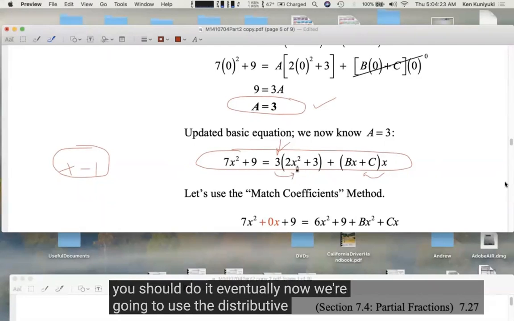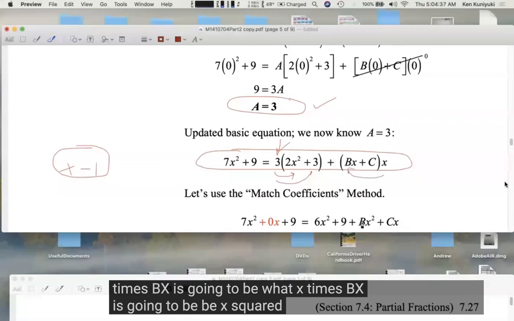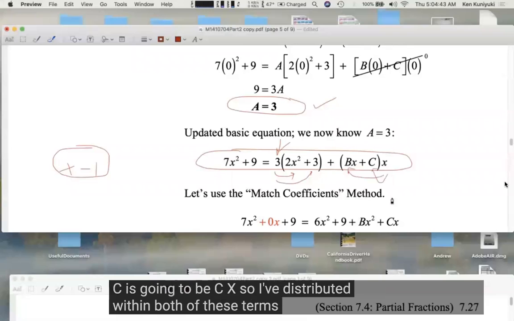Now we're going to use the distributive property. 3 times 2x squared is 6x squared. 3 times 3 is going to be 9. x times bx is going to be what? x times bx is going to be bx squared, and x times c is going to be cx. So I've distributed within both of these terms.